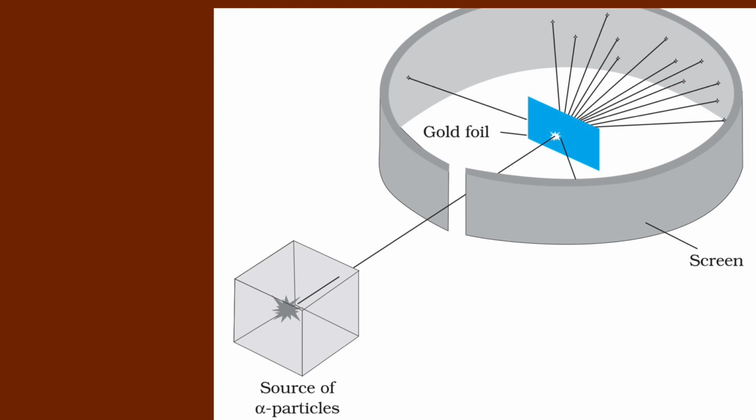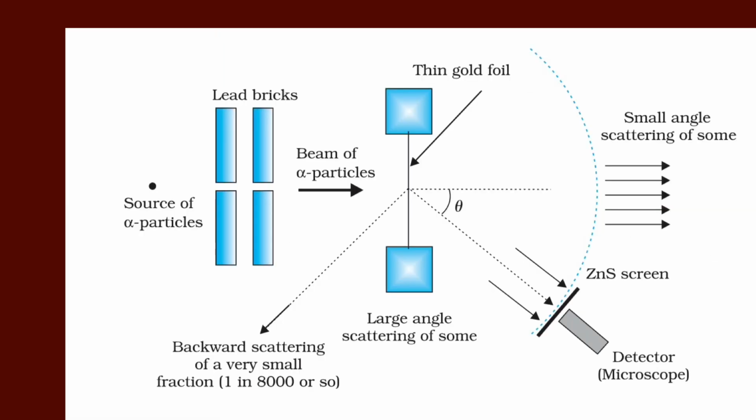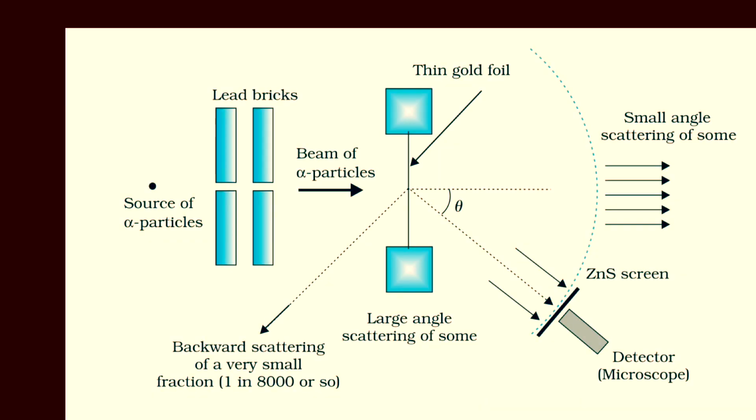Just remember the arrangement: the source of alpha particles, gold foil and screen, how it is arranged. And here, look at the arrangement of lead bricks, thin gold foil, zinc sulphide screen and scattering of alpha particles.